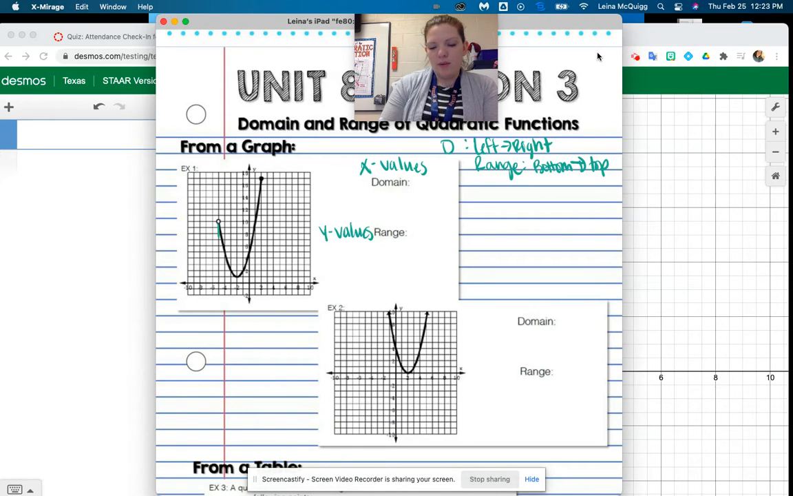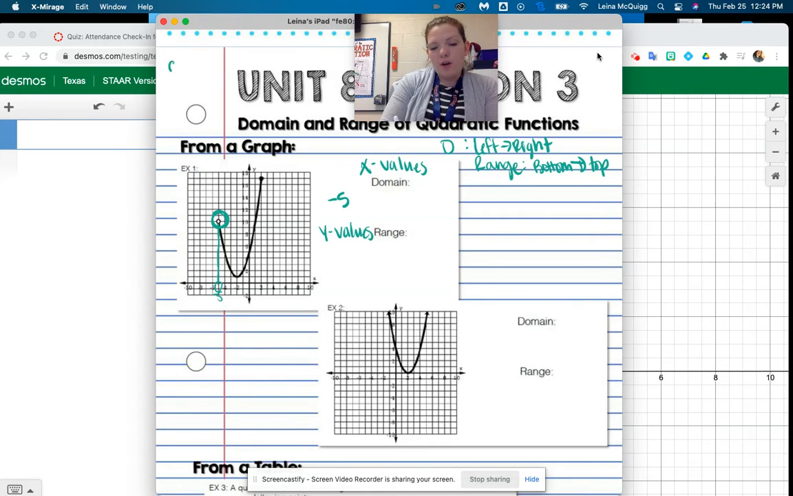Okay, so for the domain, we're going to start on the left-hand side of the graph, and we're going to look at that point and say, what is my x value here? So what is this x value? Well, it looks like we have -4, -5, -6. So my x value is -5. And then I'm looking at this endpoint right here. Is it equal to or not equal to?